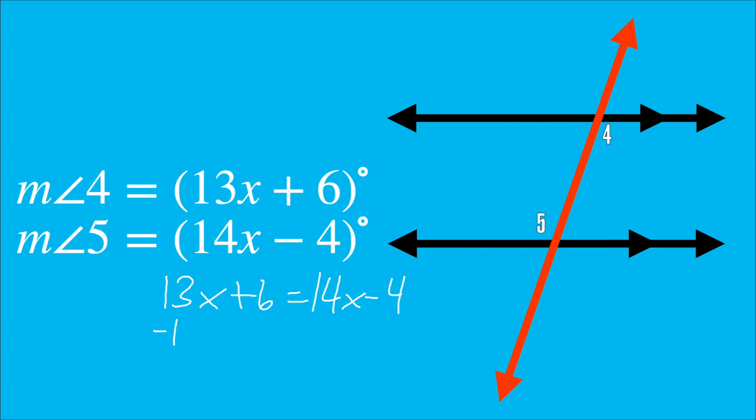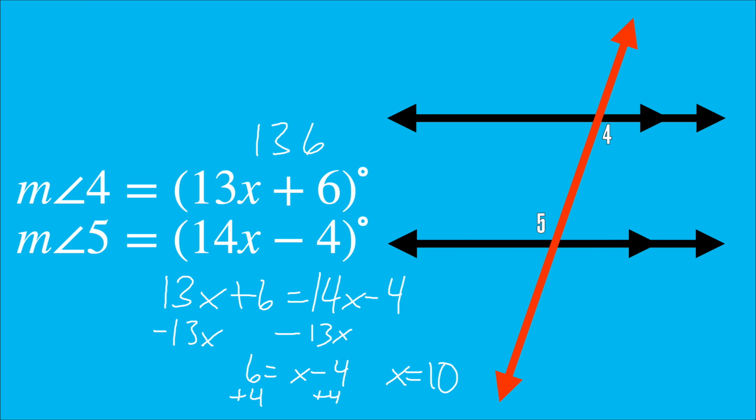So I subtract 13x, and then I get 6 is equal to x minus 4, which means we add 4. X equals 10. So now that we know that x equals 10, 13 times 10 is 130, plus 6 is 136, and 14 times 10 is 140 minus 4 is 136 degrees. So as we can see, they are in fact congruent, or at least when x is 10, the two lines end up being parallel because they are congruent.